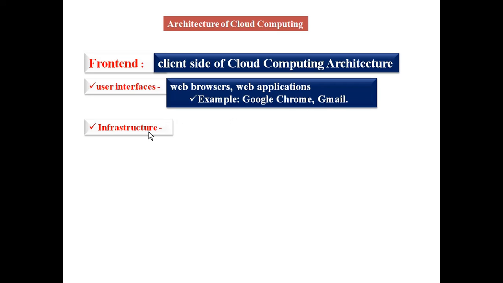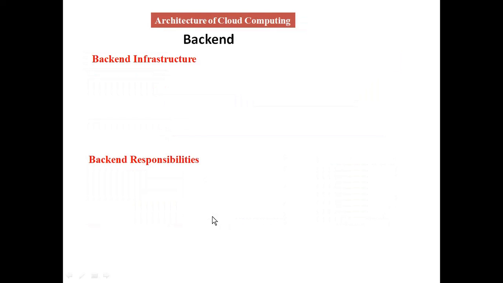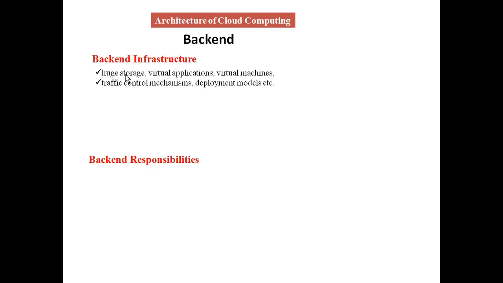What is the infrastructure at the client side? You know that it is a PC with an internet connection. That is the infrastructure needed by any user to work on the cloud. The next part is backend. I'll be explaining backend with the help of these two subtopics: backend infrastructure and backend responsibilities. In backend infrastructure, we are having these things: huge storage. This is the media where you will be storing your data, your company's or your individual information.